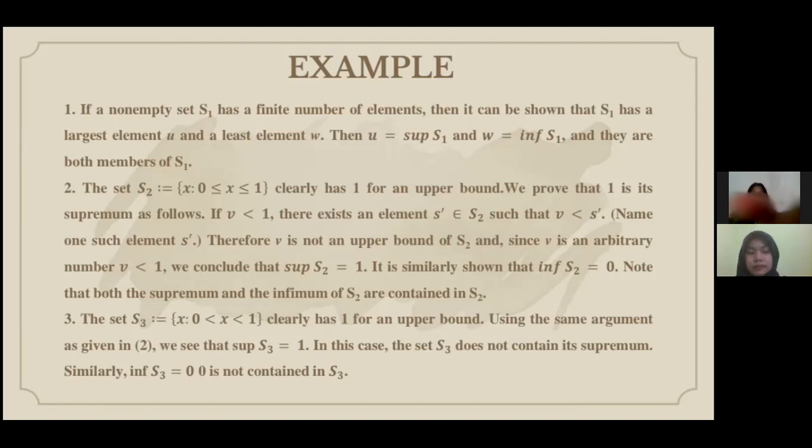The set S3, defined as x when 0 is less than x less than 1, clearly has 1 as an upper bound. Using the same argument as given in 2, we see that sup S3 is equal to 1. In this case, the set S3 does not contain its supremum. Similarly, inf S3 equals 0, and 0 is not contained in S3.